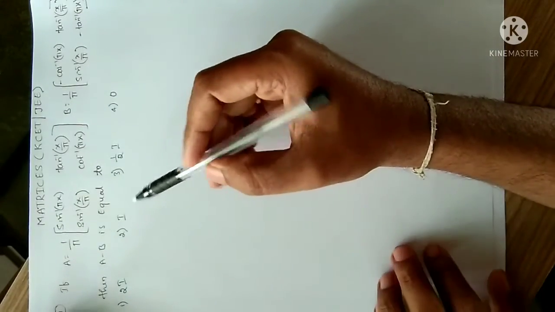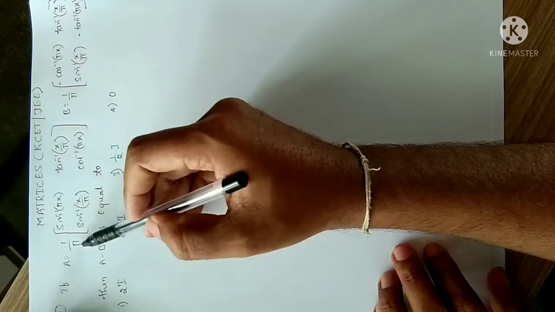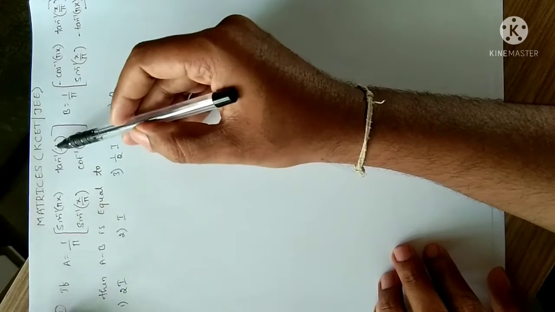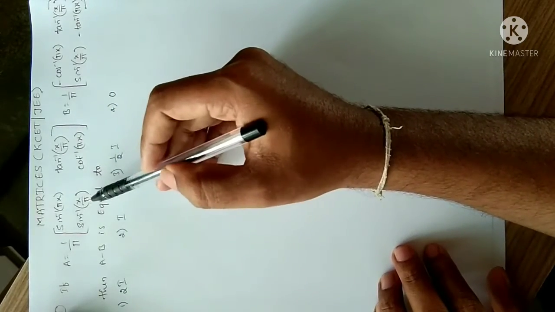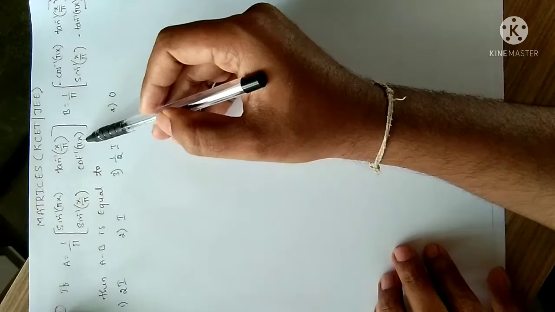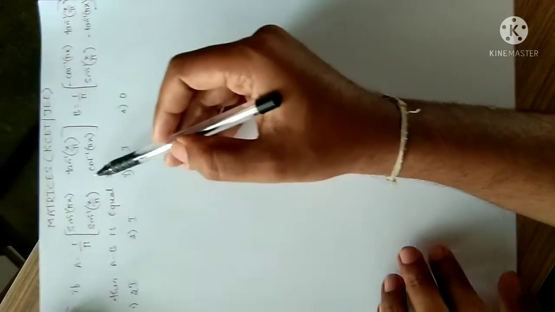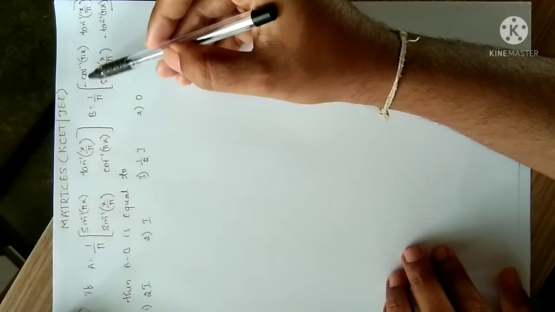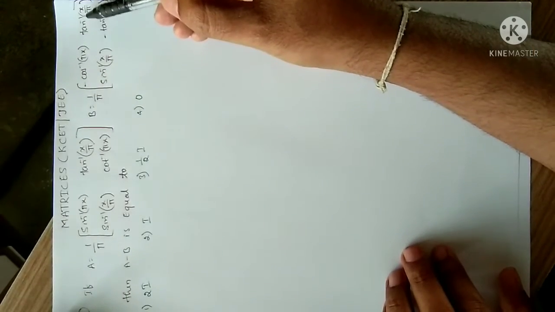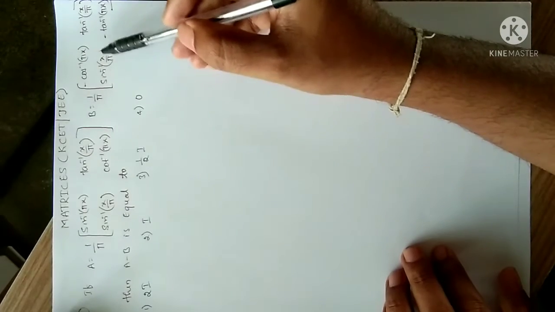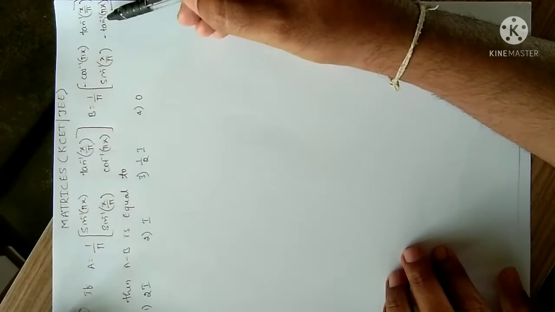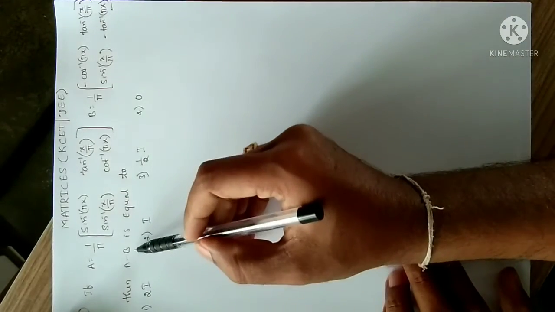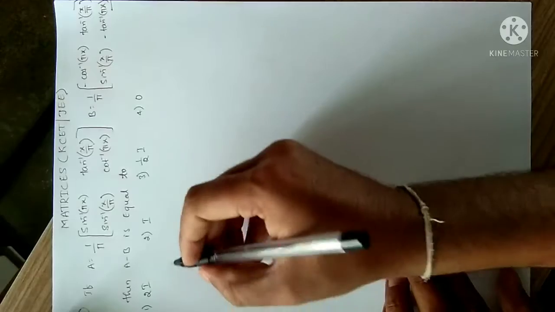Here the first question is: if A is equal to 1 by pi times the matrix [sin inverse pi x, tan inverse x by pi; sin inverse x by pi, cot inverse pi x], and the matrix B is equal to 1 by pi times [minus cos inverse pi x, tan inverse x by pi; sin inverse x by pi, minus tan inverse pi x], what is the value of A minus B? They are asking, what is A minus B?